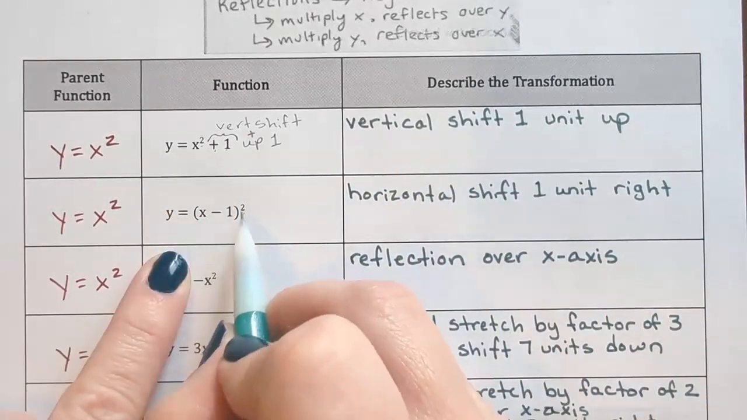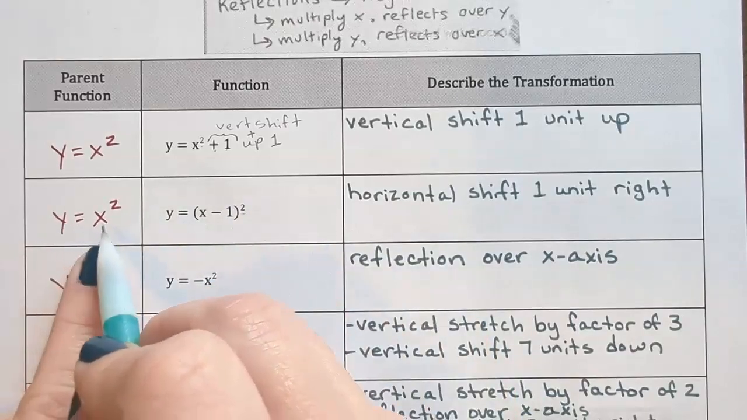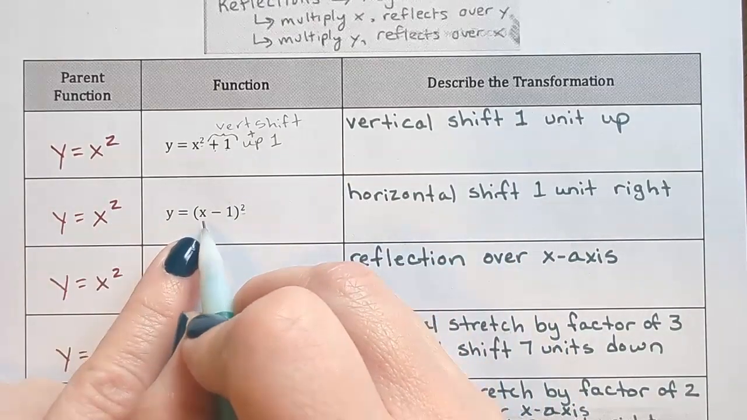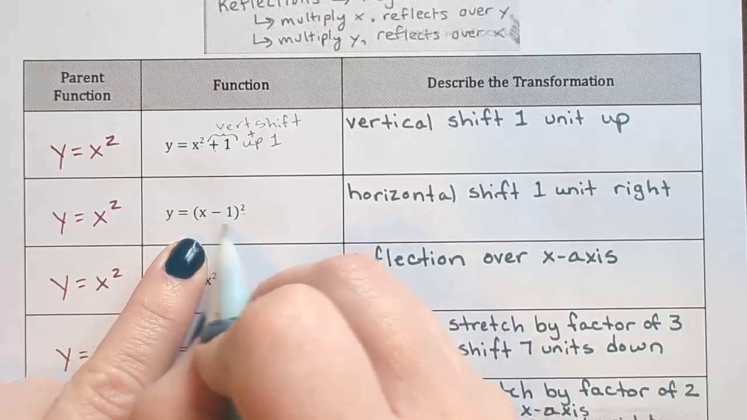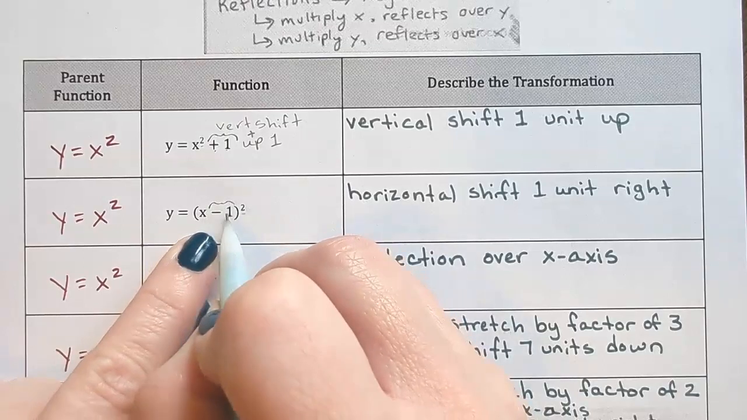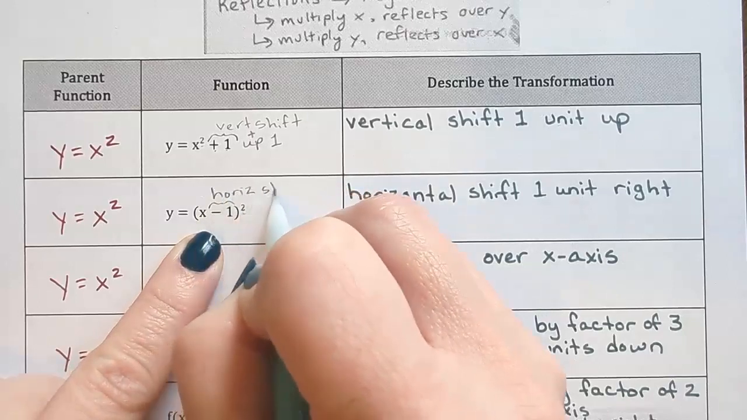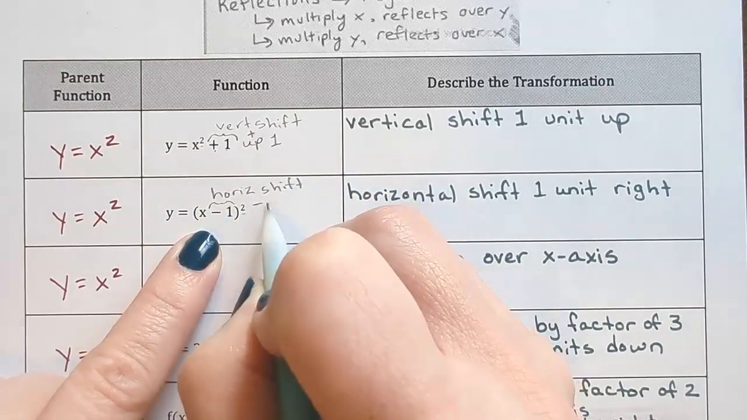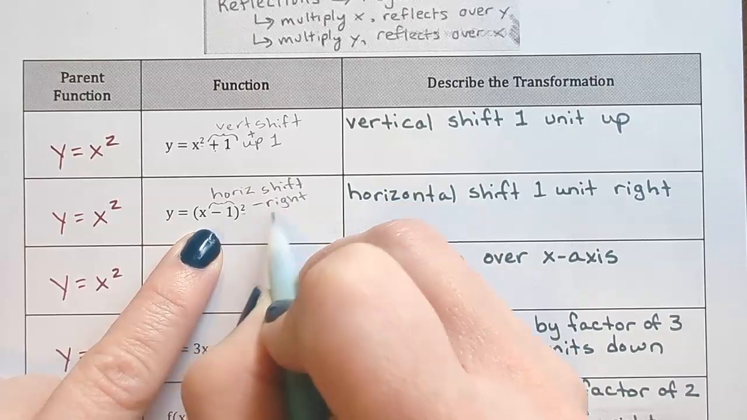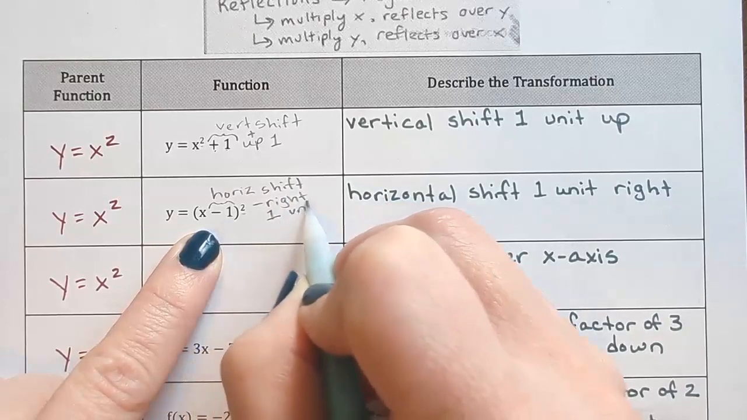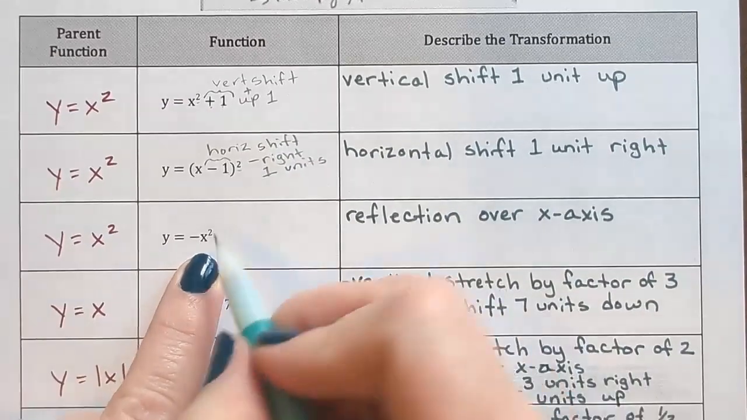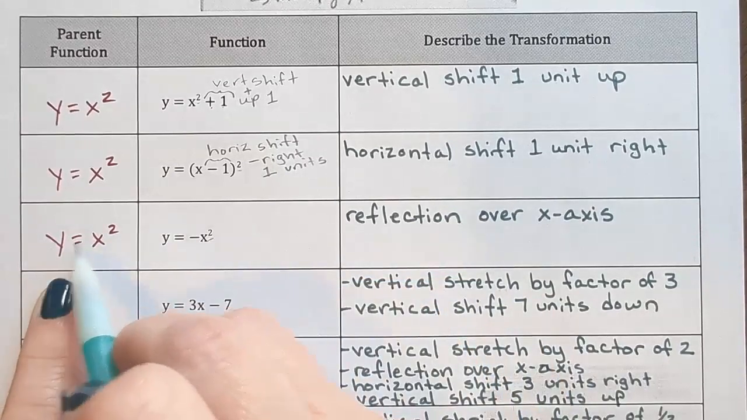Here, because of that squared, that's how I know the parent function is y equals x squared. The change this time is inside the parentheses, and so this is affecting the x. So this is going to be a horizontal shift. Because it's a negative, it means we're going to shift to the right, and the 1 means we're going to shift 1 unit.